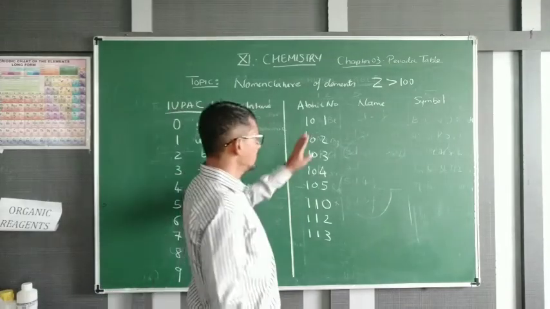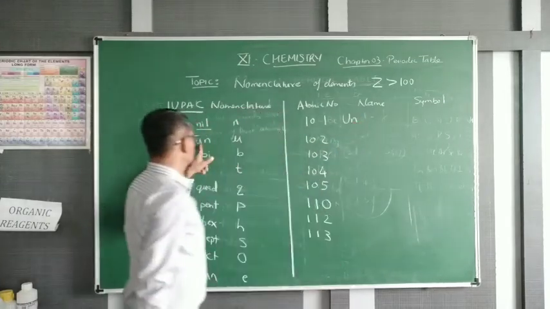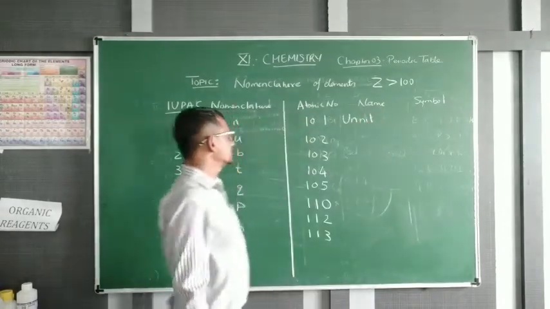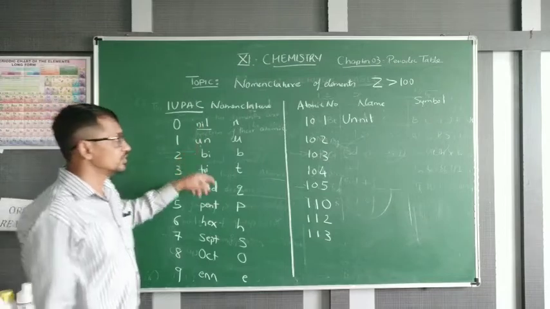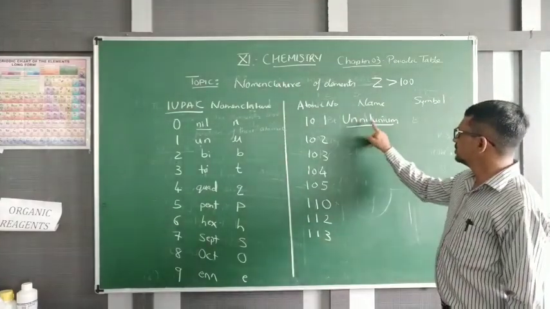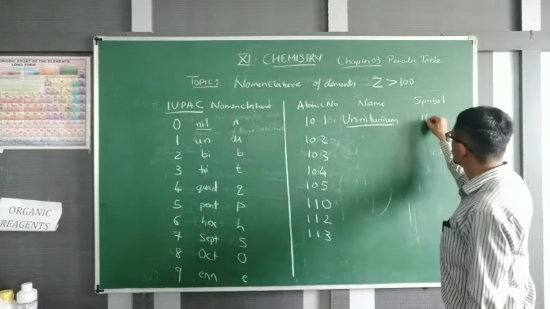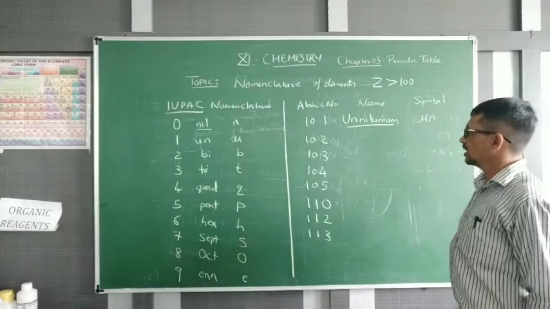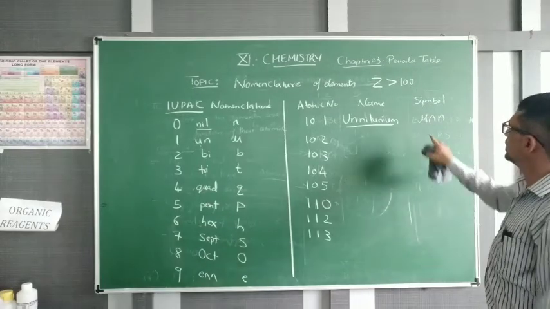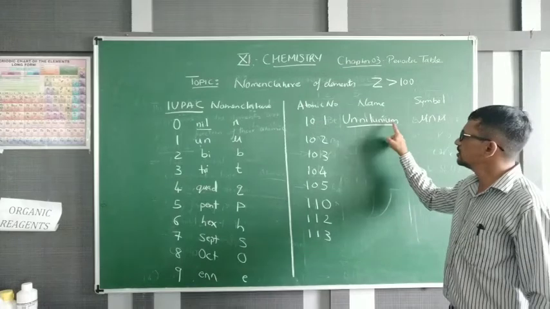First one, 101. If it is 1, then you have to write un. If the second digit is 0, so it is nil. So un, nil. And again 1 is there, so it is unium. Remember this. Its symbol is short: 1 is U, 0 is N, and again 1 is U. So the name is unnilunium.